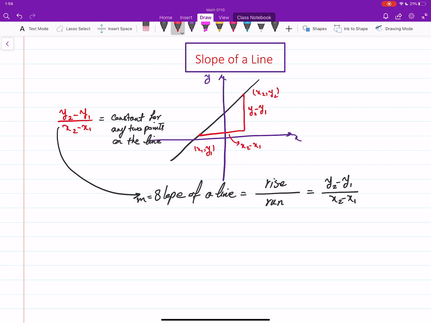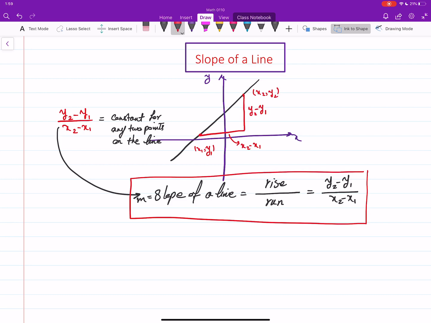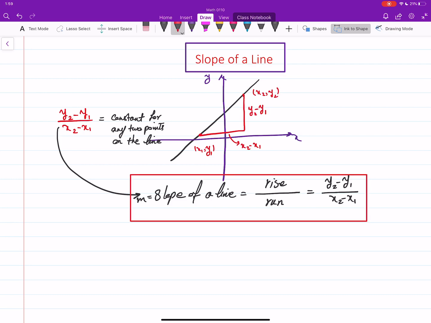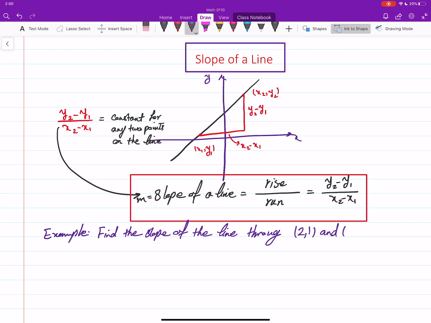And that's what you need to know for now. That's the definition and the formula, both of them together. In other words, if someone gives you 2 points from the line, you can right away find the slope. So let's just do an example. Find the slope of the line through these 2 points, (2, 1) and (3, -2).